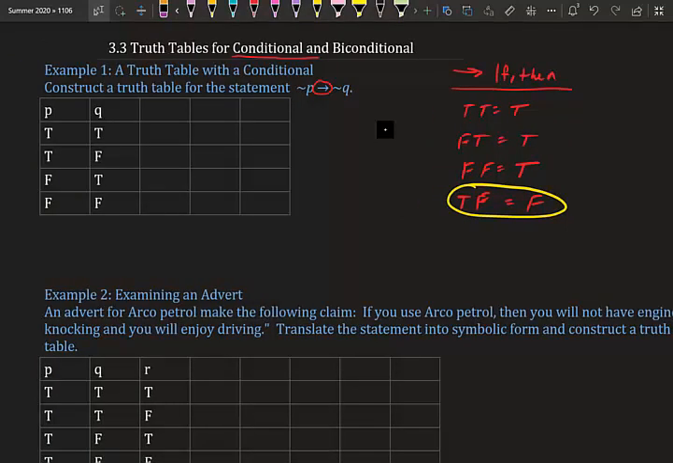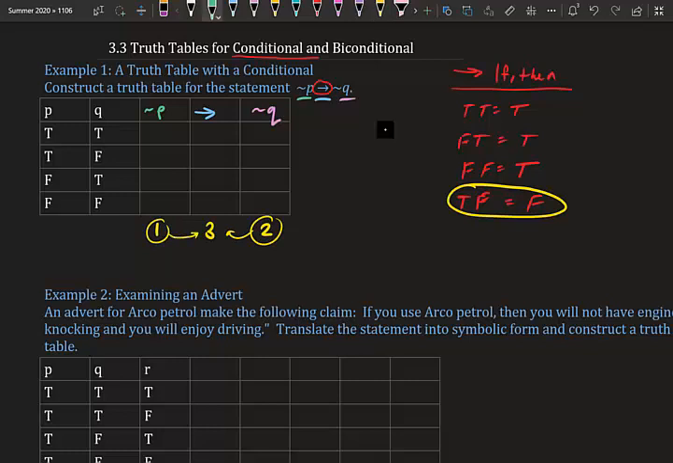All right, we have our conditional statement of negation P, if then negation Q. So we have negation P, if then, negation Q. So we're going to do the negation first, then the Q, then we bring it together with the connective. Remember, the connective is always last. And 1 and 2 will give us 3.